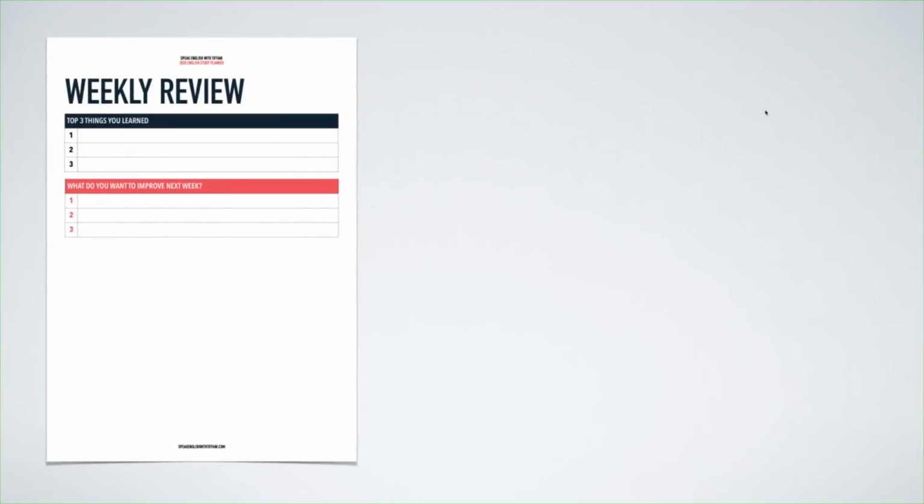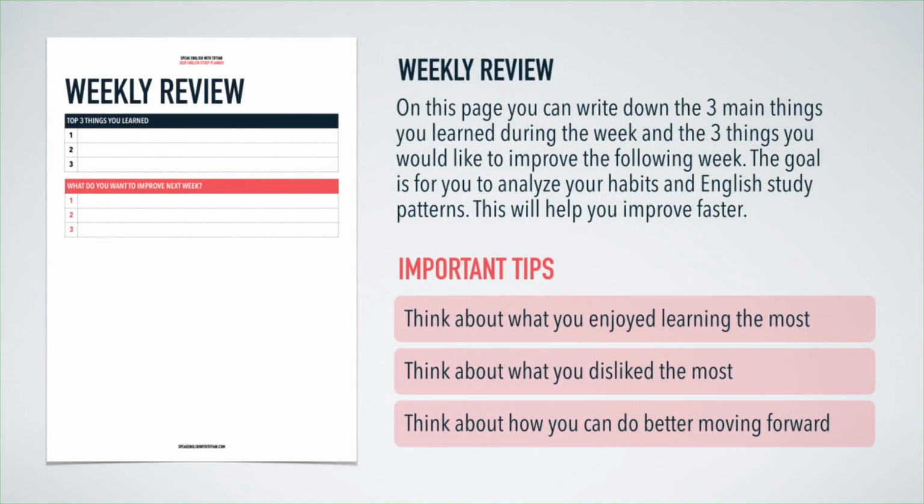Okay? All right, so let's move on to the next section. Again, how you can achieve your goals and have a plan for 2020. So the next thing is the weekly review. Again, very important. On this page, you can write down the 3 main things you learned during the week and the 3 things you would like to improve the following week. The goal is for you to analyze your habits and English study patterns. This will help you improve faster.